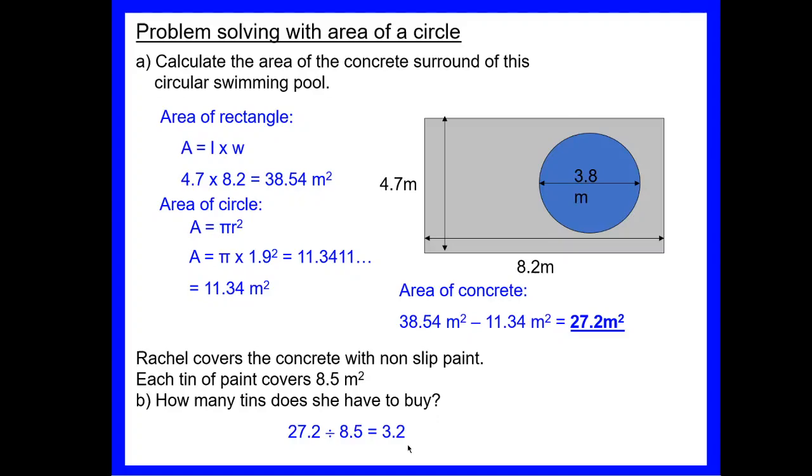Now again, I need to think about my answer. I can't walk into a shop and ask for 3.2 tins of paint. I either have to buy 3 or I have to buy 4. If I bought 3, I would have 0.2 of my concrete left without any paint on it, so I'd have a gap. So I'm going to have to round up again and buy 4 tins, which means I'll have a little bit of paint left over, but that's okay. It's better than not having enough.